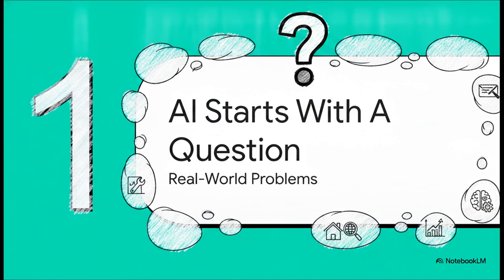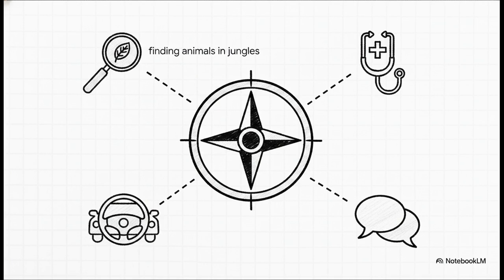AI starts with a question, solving real-world problems. So, like I said, every single AI begins with a problem just waiting to be solved. And there are some incredibly exciting problems we want AI to help us tackle. Maybe we wanted to find specific animals hidden in like thousands of dense jungle photos to help out scientists. Or maybe we wanted to read really messy handwriting, translate languages on the fly, help doctors look at medical charts so we stay healthy, or even safely drive a car down the street. The point is, before the AI can do anything, we have to give it a super clear mission.